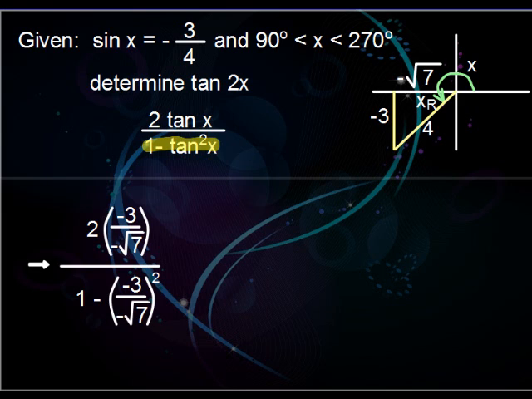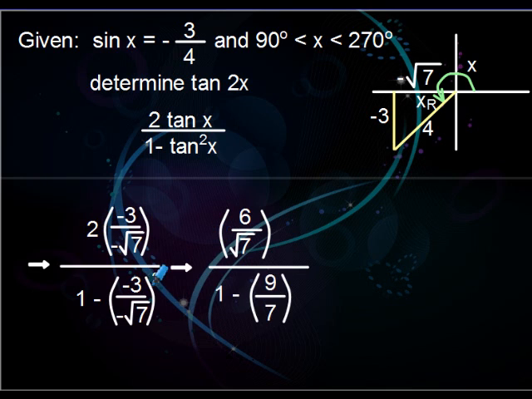Okay, let's clean this up a little bit. On top you get 2 times negative 3, which is, 2 times 3, which is 6. By the way, negative and negative is positive, so that's why you're not seeing any negatives there. On the bottom, since we're squaring here, negative 3 squared is just 9. And when you square root this radical, you just get the number. So that's just 7.